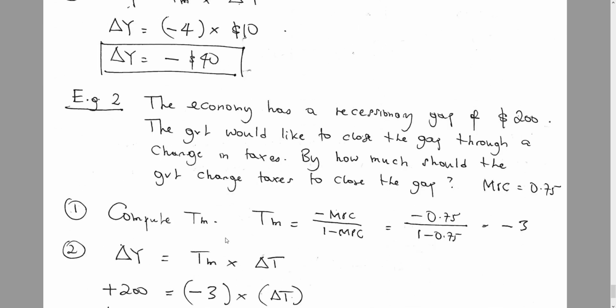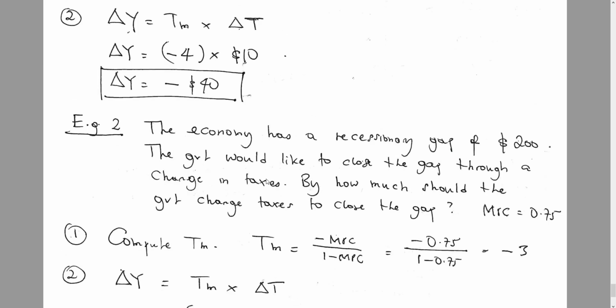Let's look at this other example here. The economy has a recessionary gap of $200. So basically, we are $200 below the potential GDP. The government would like to close the gap through a change in taxes. By how much should the government change taxes to close the gap? MPC is 0.75.